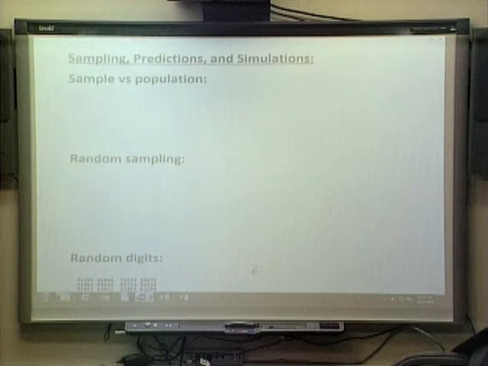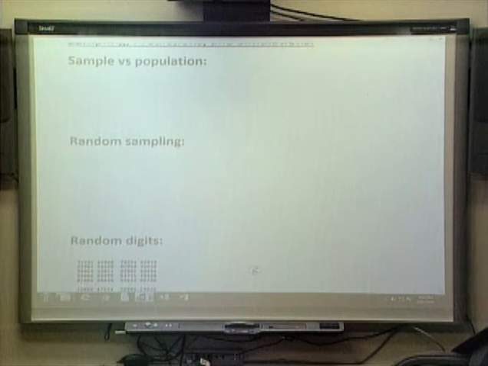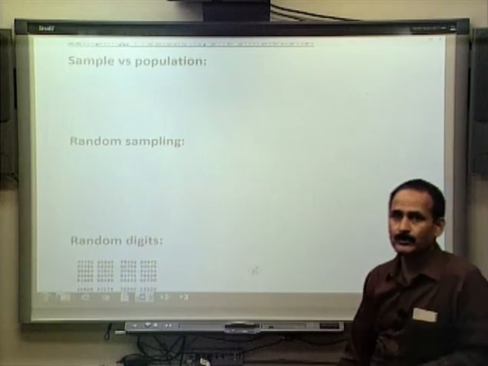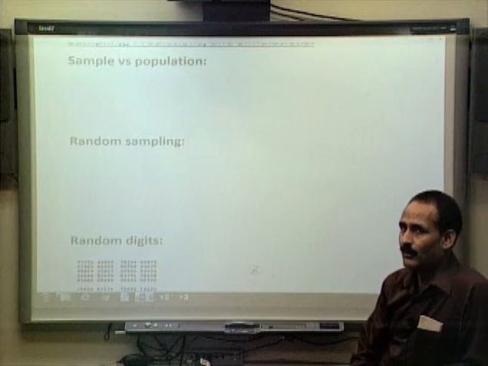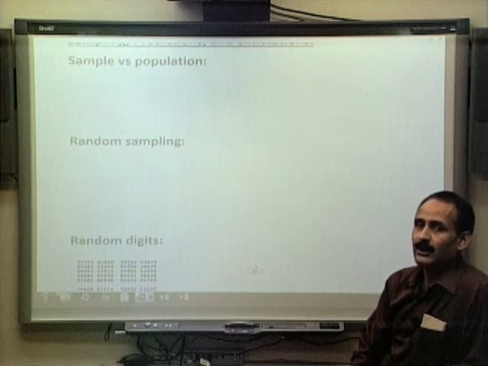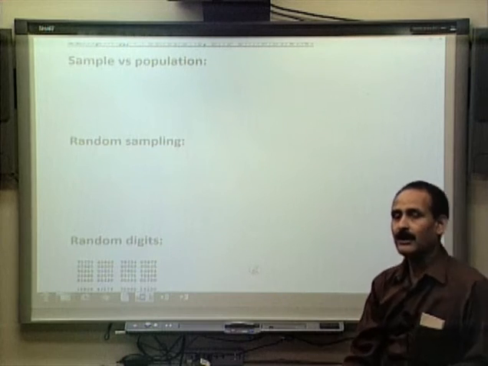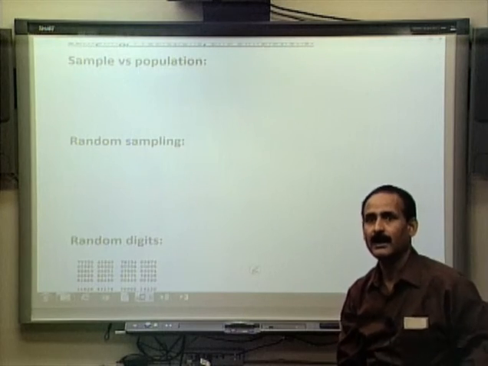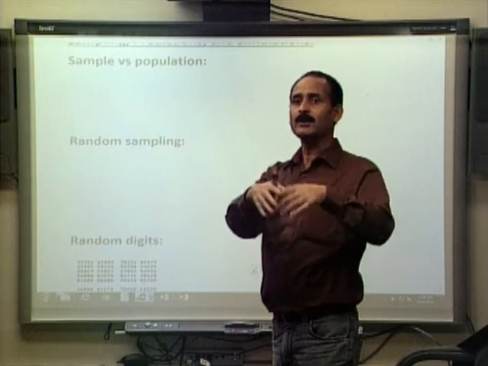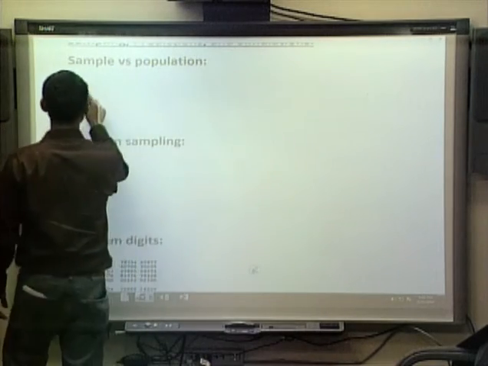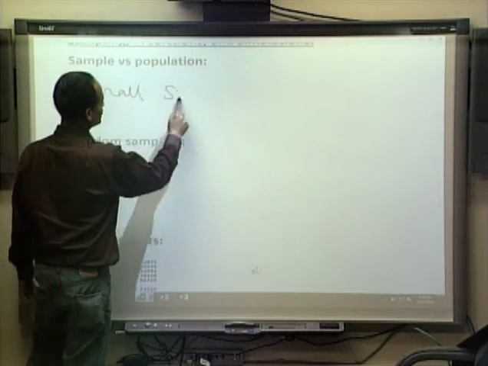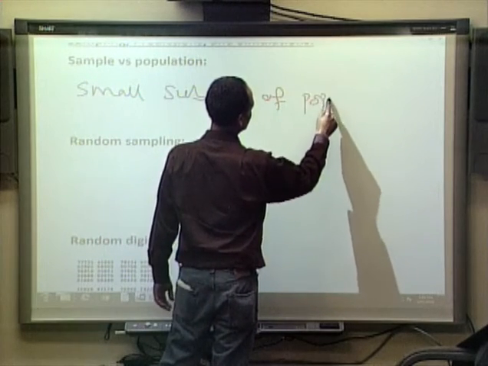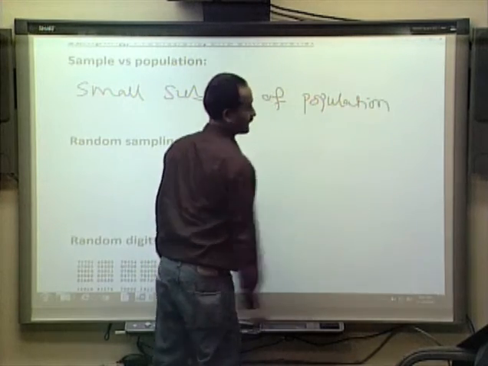Let's talk about sampling, prediction and simulation. In statistics, one of the things we should consider is that we have two similar looking words and we often get confused: sample and population. Population means everything under the topic of discussion, and a sample is a small subset of the population. Population is everything.